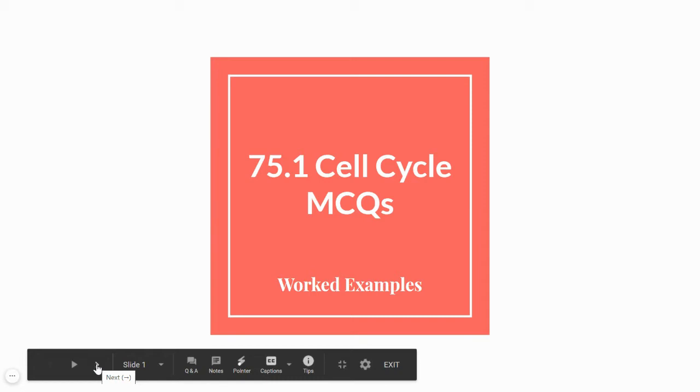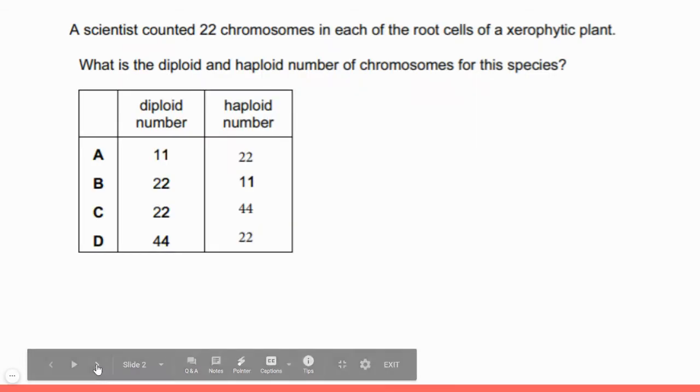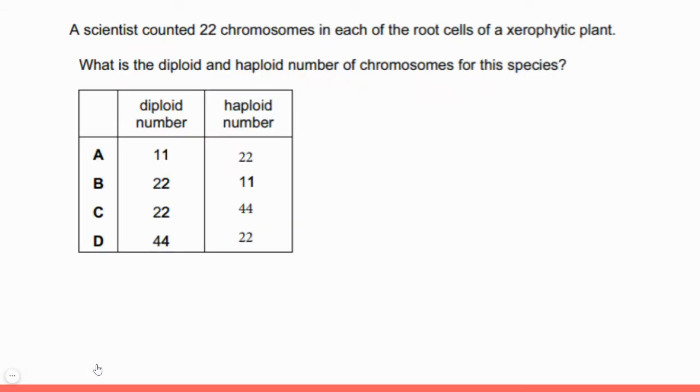Okay, thank you for pausing. Let's begin now. This is the first question, which says a scientist counted 22 chromosomes in each of the root cells of a xerophytic plant. What is the diploid and haploid number of chromosomes for this species?